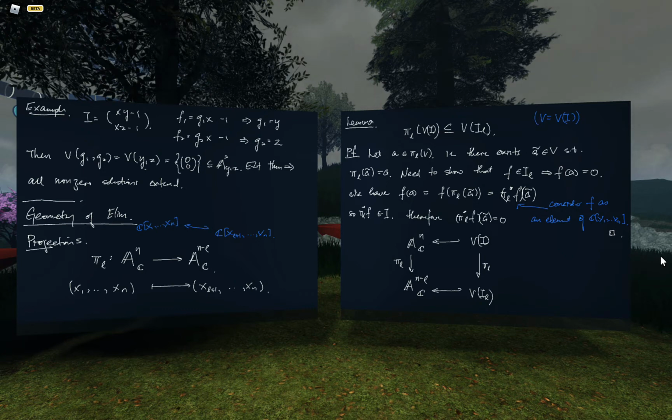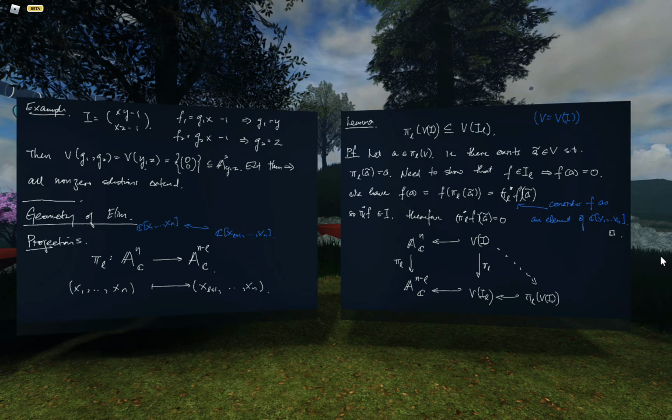When we restrict the map to pi L, it lands in this thing. And we also have a variety of... well, do we want to say this? Yeah. So we have pi, we have pi L V I, right? And that's actually a subset of this. And we really want to figure out what's going on here.